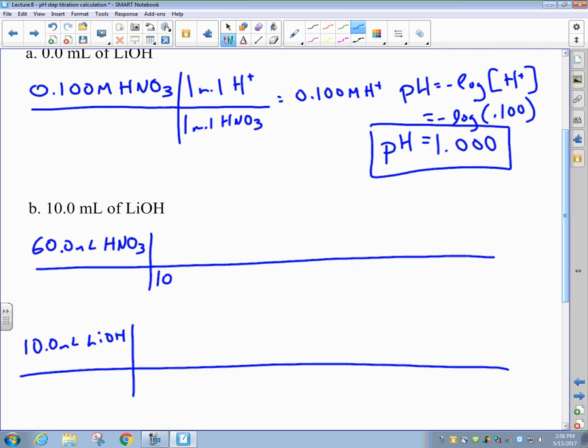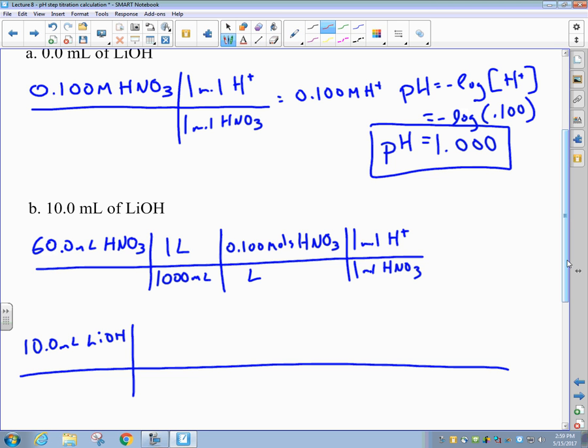First off, we need to get ourselves onto the mole map. So we'll convert from milliliters to liters since the bottom spot on the mole map is measured in liters. Then we will move from the bottom of the mole map into the center by multiplying by the concentration of 0.100 moles per liter of HNO3. And then lastly, we'll use the balanced chemical equation that we wrote earlier, that for every 1 mole of HNO3, we are going to produce 1 mole of hydrogen ions.